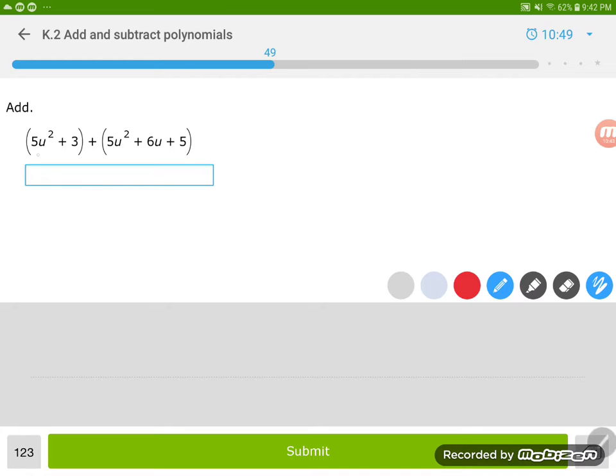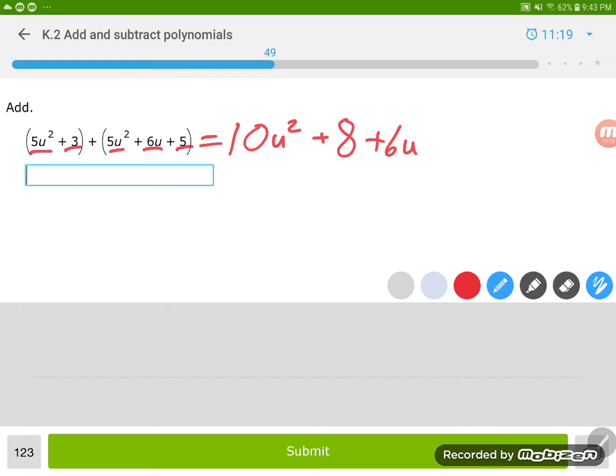Okay, same deal. We're going to look for our like terms. So we have some u squareds. We'll go ahead and add those. 5 and 5 is going to make 10 u squared. We have a number and a number, just a constant and a constant. So that will make an 8. And then I have my u left over, so I'm just going to tack that on. Nothing was added with it, so it stays on its own.